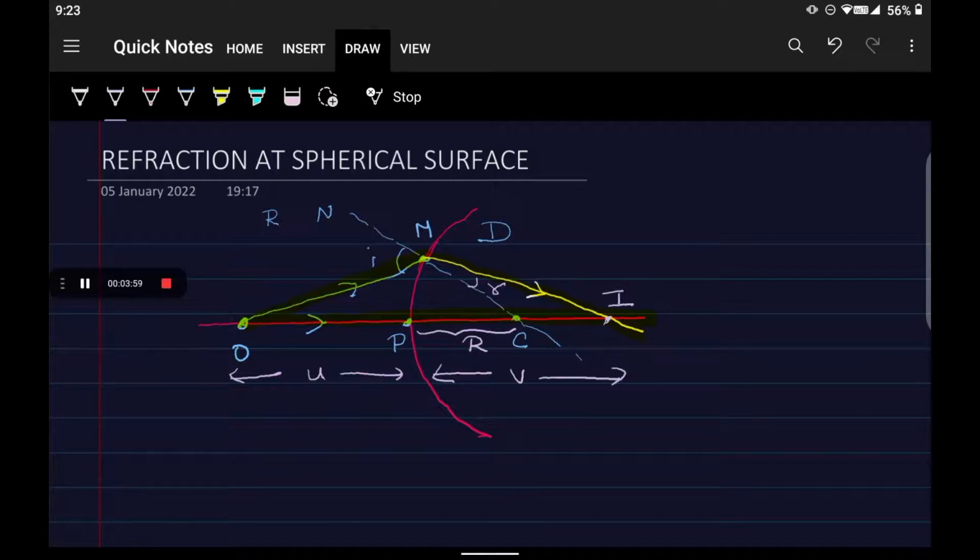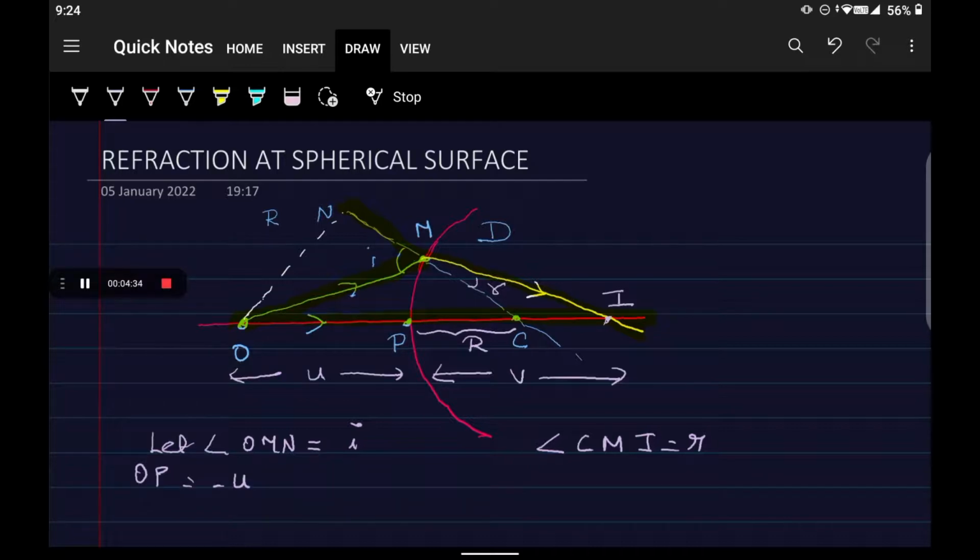A simple assumption only. So now we can say that let angle OMN that I have taken. So this angle is OMN, right? Let me join this angle for geometrical application for my convenience. So this triangle OMN, let me take it as angle of incidence i. Similarly, angle CMI, which is equivalent to r, and I am making OP as -u, according to the sign convention, and PI is equal to v, and CP is equal to R, the radius of curvature.